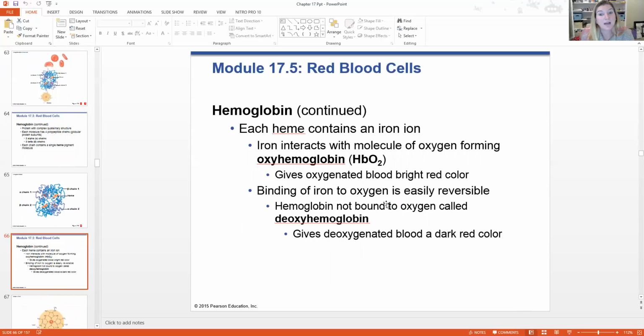So each heme has an iron ion on it. So the iron interacts with the molecule of oxygen. It forms oxyhemoglobin. It gives the oxygenated blood its bright red color.